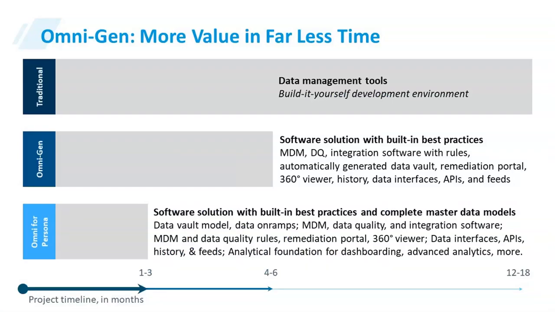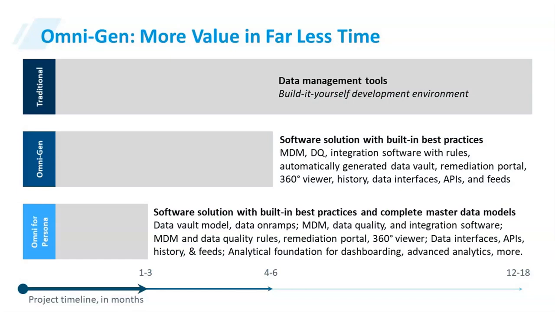What we've seen from this is, again, a lot more value in a lot less time. We've seen the data management tools and a build-it-yourself development environment taking 12 to 18 months. We can reduce that using OmniGen with all of the content that's out of the box, the MDM, the data quality, the integration rules itself, the remediation portal, and so on. All of that stuff, we can shrink a lot of that down to 4 to 6 months.